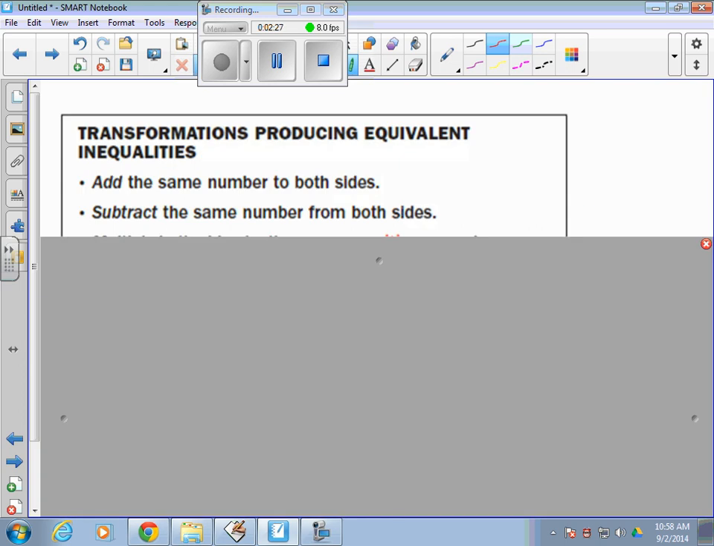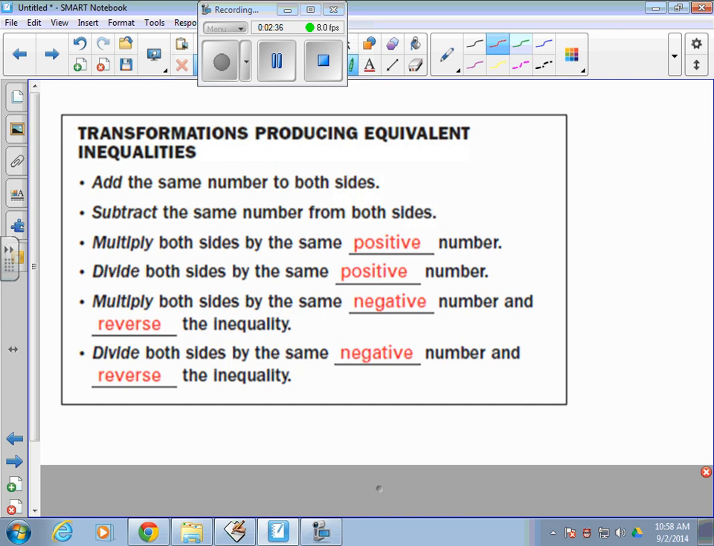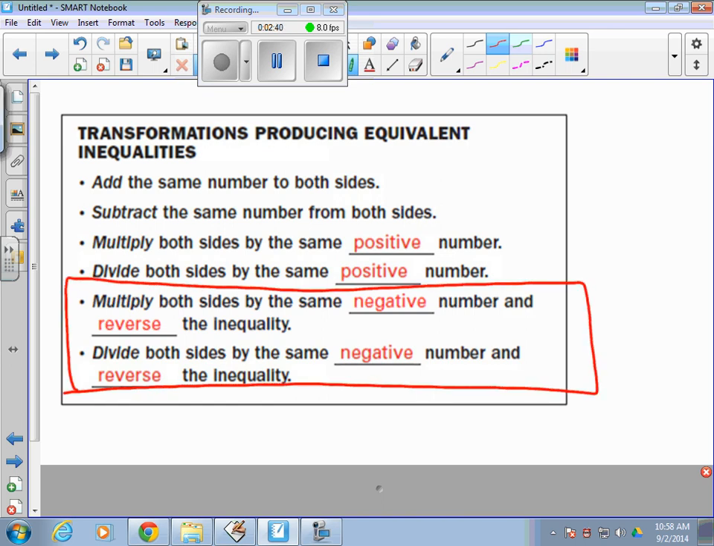Okay, when you're adding, subtracting, dividing, and multiplying inequalities, they act just like equations with two distinct exceptions. These are the two right here. Anytime you multiply or divide by negative values, you have to reverse the symbol. Otherwise, everything is exactly like an equation. That is the only distinct difference: if you multiply or divide, and only when it's by a negative value.